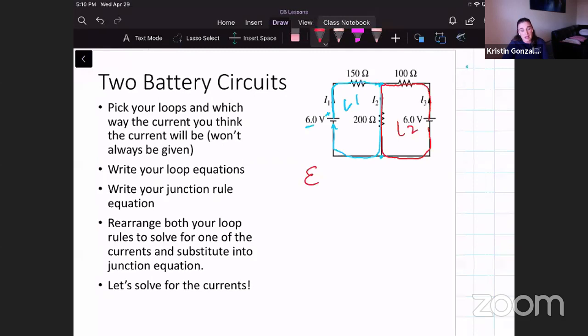So I've got the EMF of the battery. Since I'm going from negative to positive, that's a positive. I'm going across my resistor here, and so that's going to be a potential drop across here. So we're going to say minus that potential difference across.